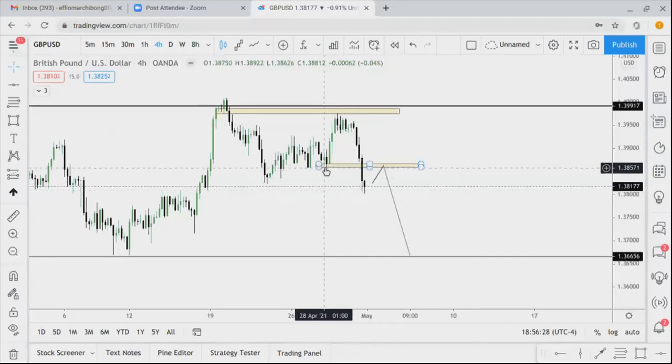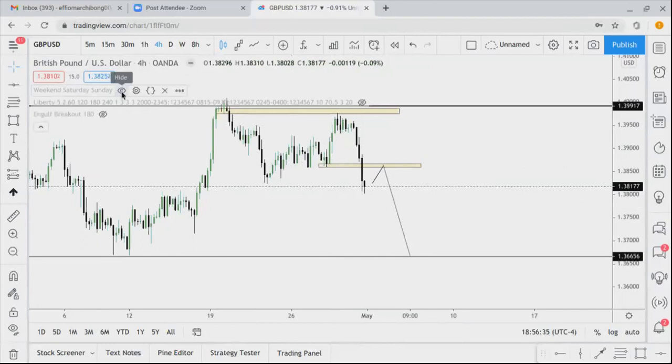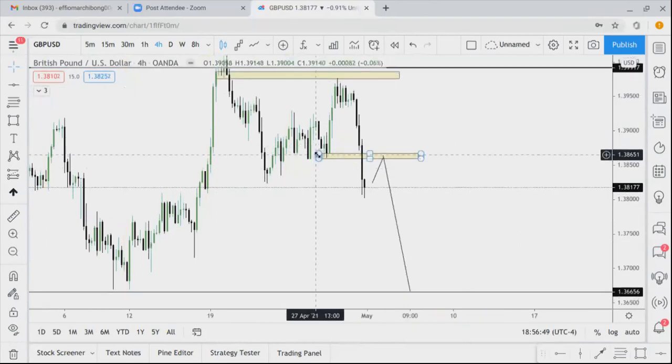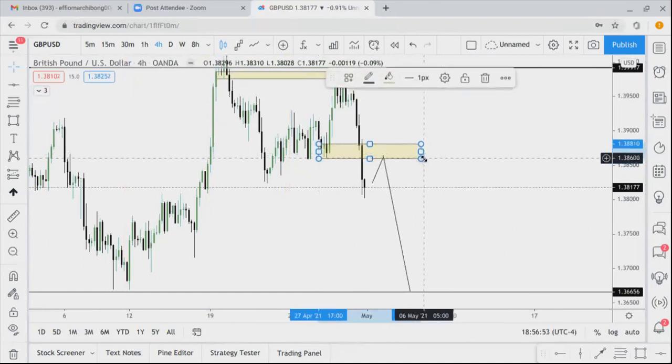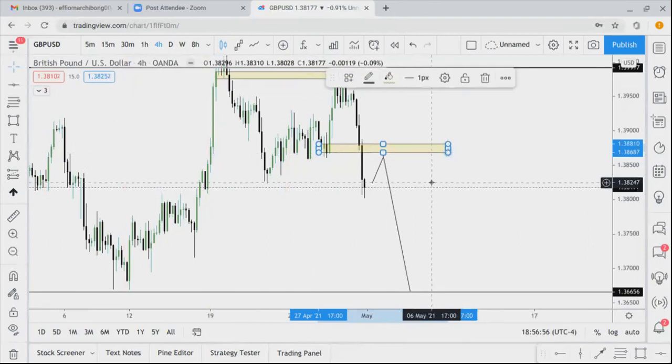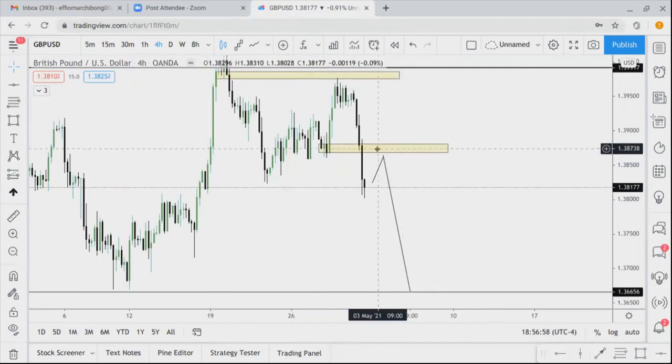One second. Let me put something. Okay, good. I like it. I like this place. I like this zone. Let me do it like this. I like it. I want to see this market come inside here. If it comes inside here, I'll be looking for sell opportunities here.